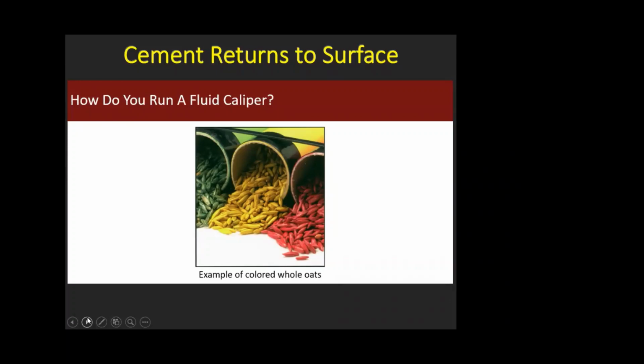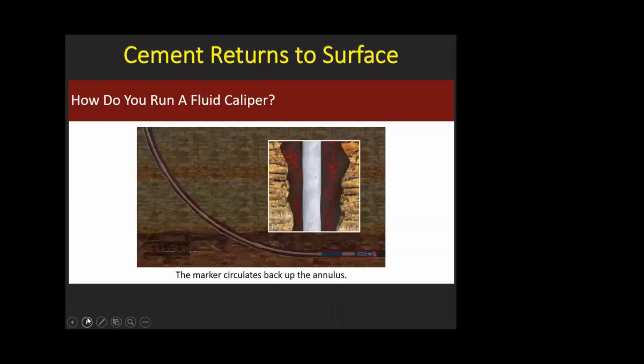If you use some of those other markers that I mentioned earlier, nut plug, glitter, dye, all that stuff, they're either more or less dense. So they're going to float or sink a little bit as they circulate back around, and you're not going to get a true circulation time. There's nothing proprietary or secret here, but we've tried a lot of things over the years, and having a neutrally buoyant marker is just key to getting an accurate circulation time.